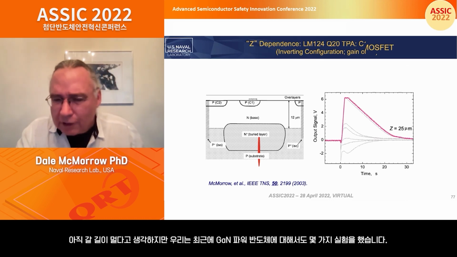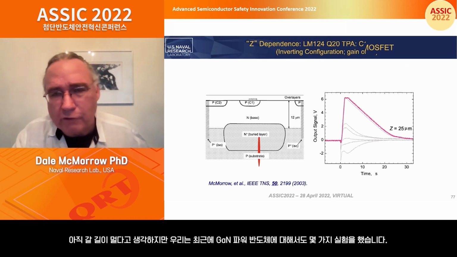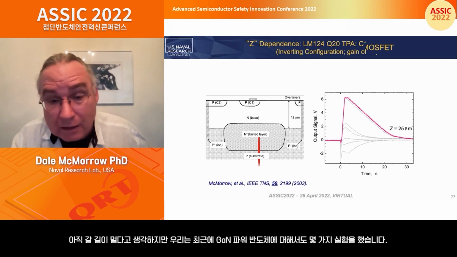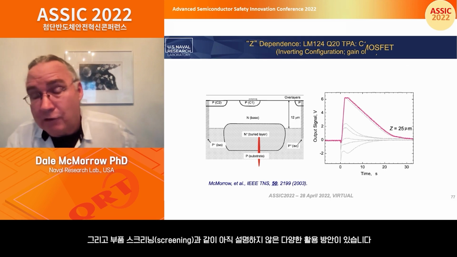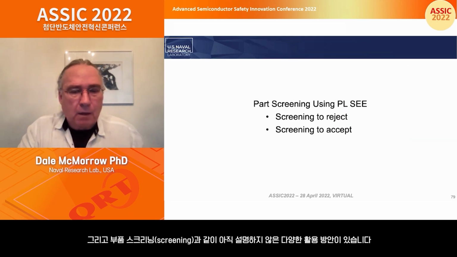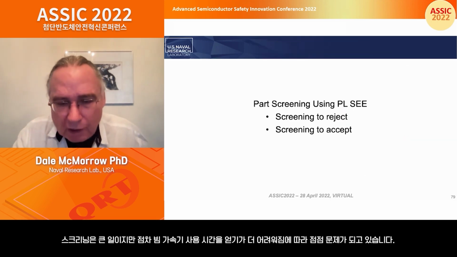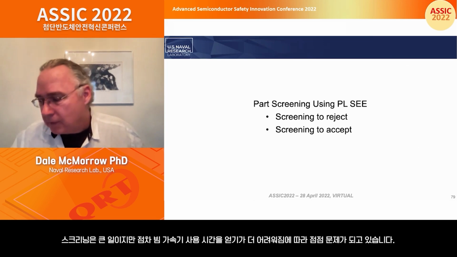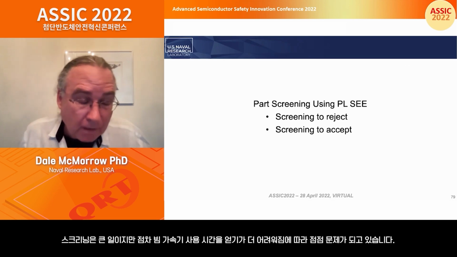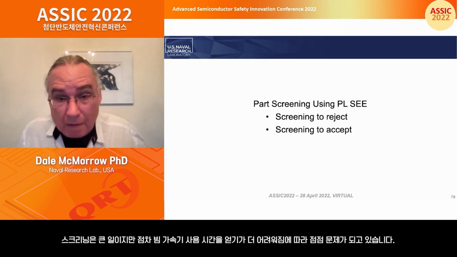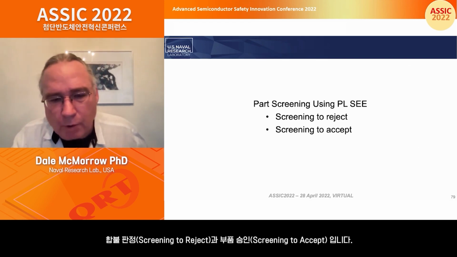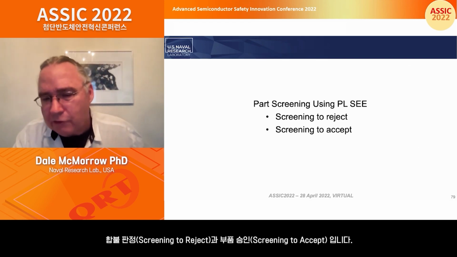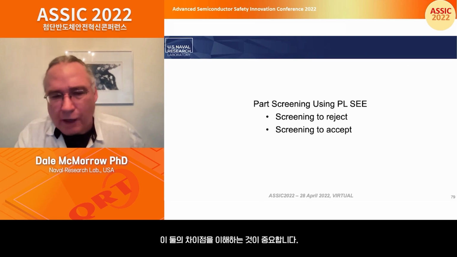This work has not really gone very far. We did some experiments recently on some GaN, gallium nitride power devices. I think there's a lot of utility here that has yet to be capitalized on. Screening. Part screening is a big deal. And it's getting to be a bigger deal as accelerator time becomes harder to get. Two concepts here: screening a part to reject, screening a part to accept. It's important to understand the difference.